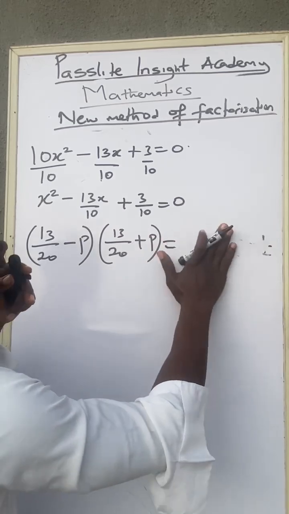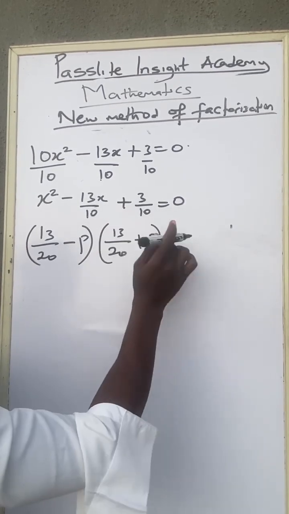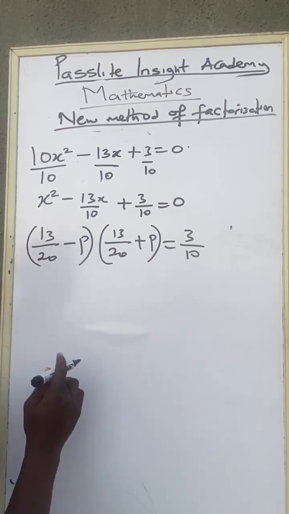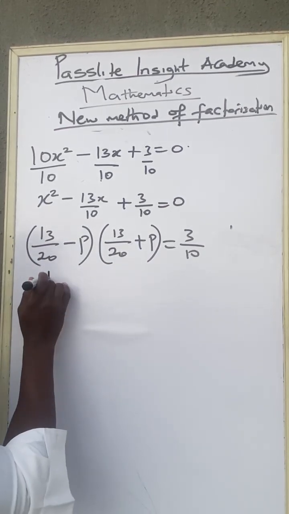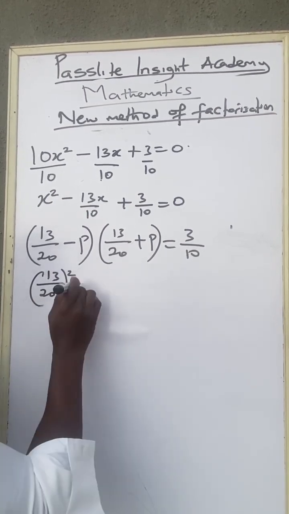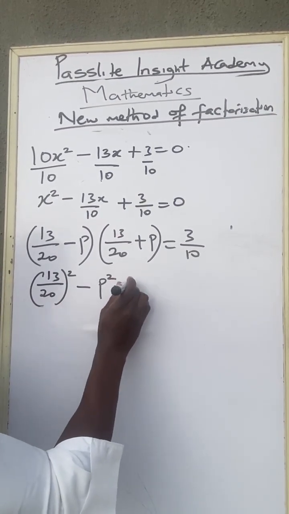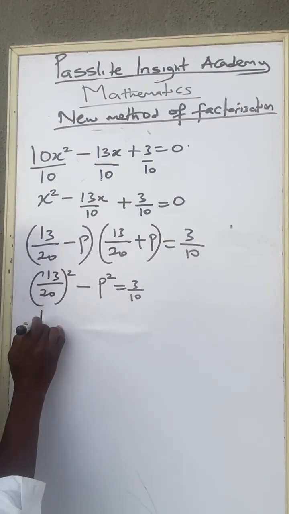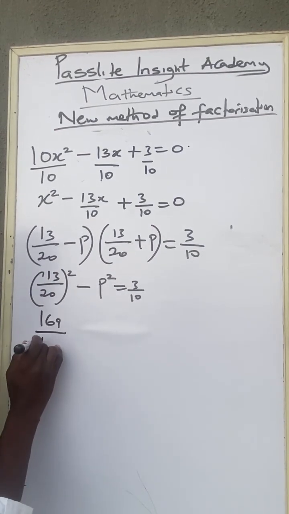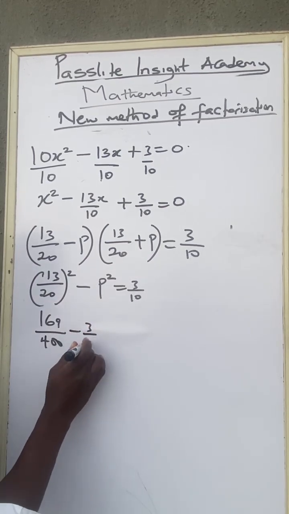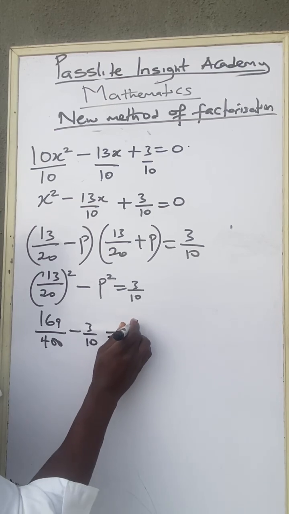All is equal to, what do you have here? Plus 3 over 10. So that is the new method. So what you are going to do now is the difference of 2 squares: 13 over 20 all squared minus P squared is equal to 3 over 10. So what can you see there again? 13 squared is 169. 20 squared is 400. This one is coming inside, minus 3 over 10 is equal to P squared.